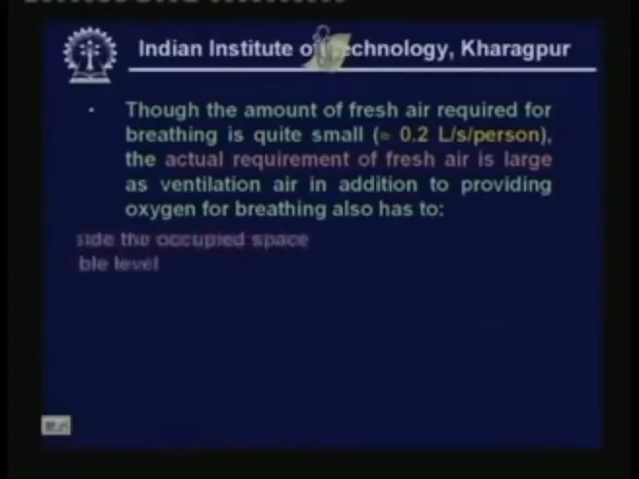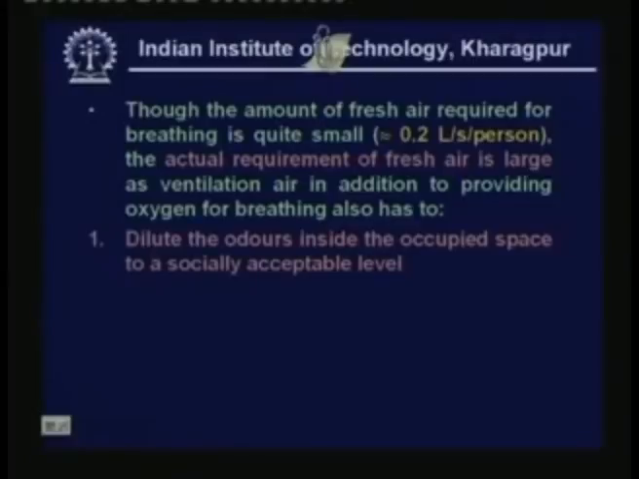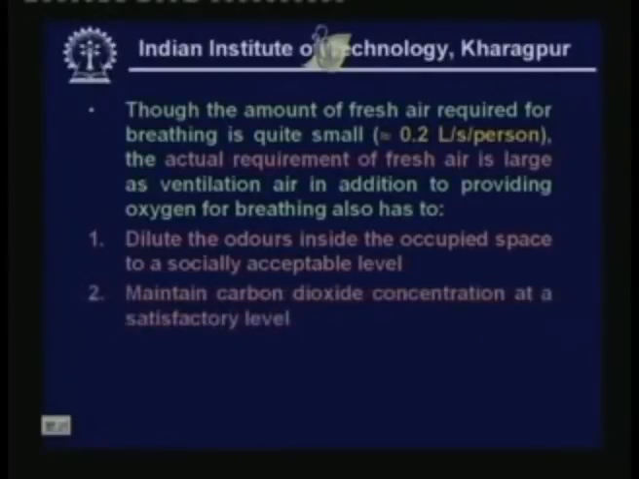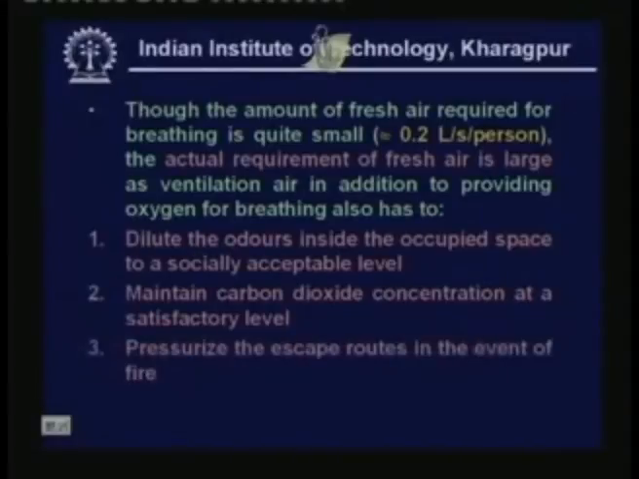In addition to providing oxygen, ventilation air also has to dilute the odors inside the occupied space to a socially acceptable level. So odor dilution is an important function of ventilation. The second important function is to maintain the carbon dioxide concentration at a satisfactory level. And the third practical requirement is that it should be able to pressurize the escape routes in the event of fire. So these are the other important functions of ventilation air.